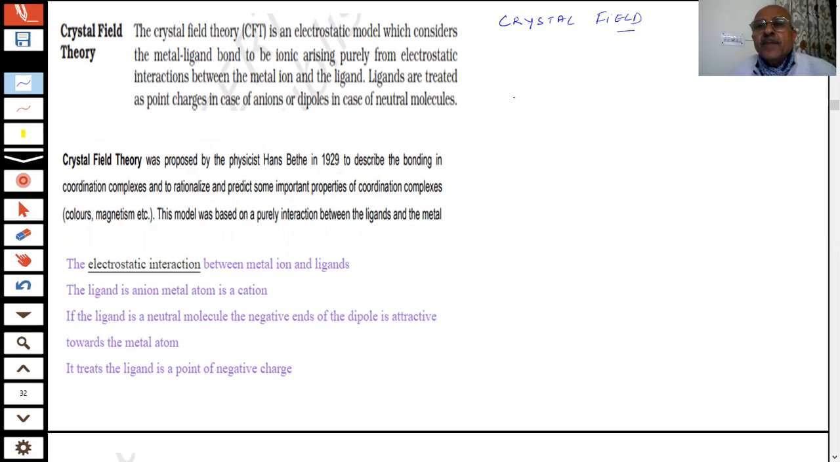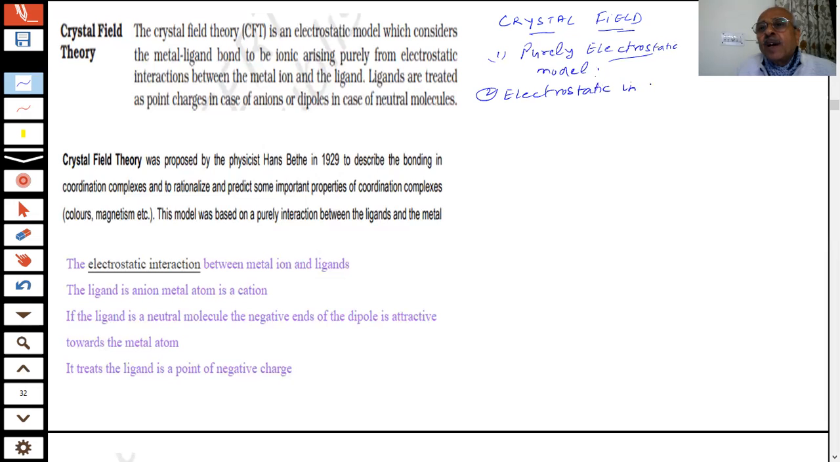So what are we saying? Crystal field theory, students. This is a purely electrostatic model. What does it mean? What do you mean by electrostatic model? That means it is purely ionic. We are saying that there is an electrostatic interaction. What do you mean by electrostatic interaction?